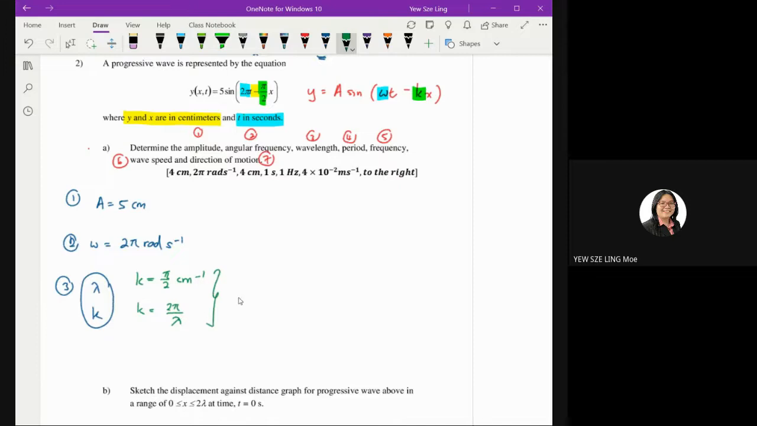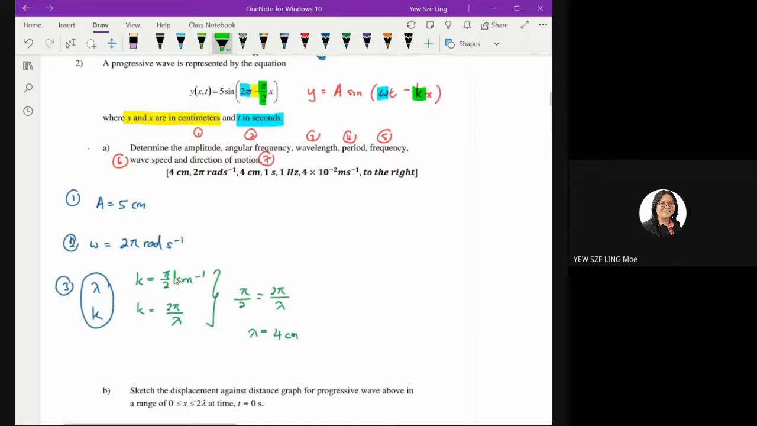By comparison, I have pi over 2 equals 2 pi over lambda. Oh, sorry, it's just pi over 2, not 2 pi over 2. So lambda is then equal to 4 cm. Okay, 4 cm. So this is by comparison. Very simple. So lambda equals 4 cm, because my K is cm^-1.